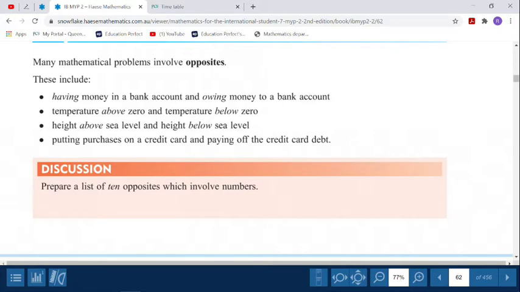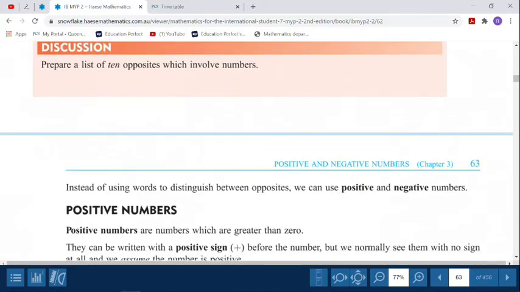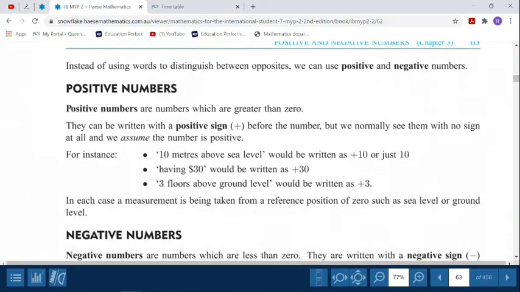Yeah? Good. You can have temperatures that are above 0 or below 0. You can have height above sea level and below sea level. Above would be positive, below is negative. You can have purchases on a credit card, in which case you owe money, so that's a negative, and you could pay off the balance, which is a positive, right? You pay it off. So we're going to look at some real-world applications and some situations that would require you to use both positive and negative numbers.